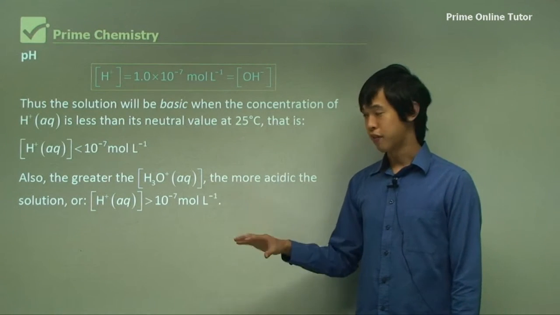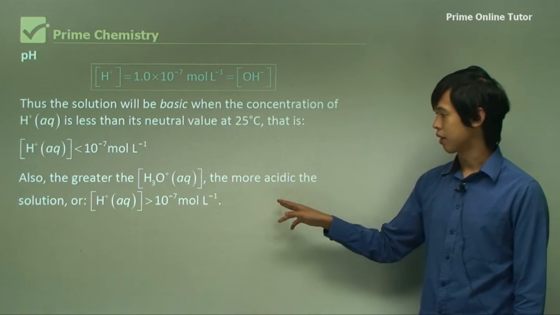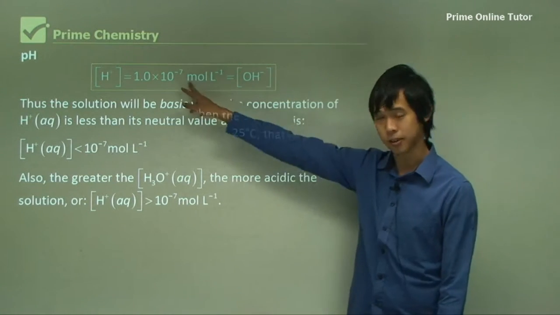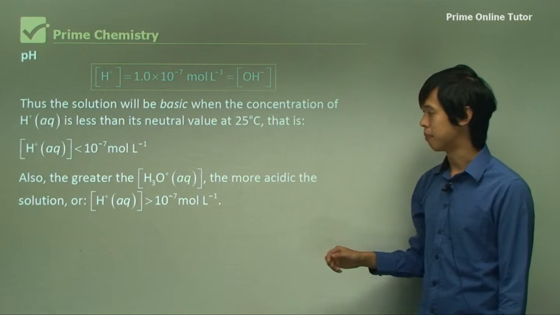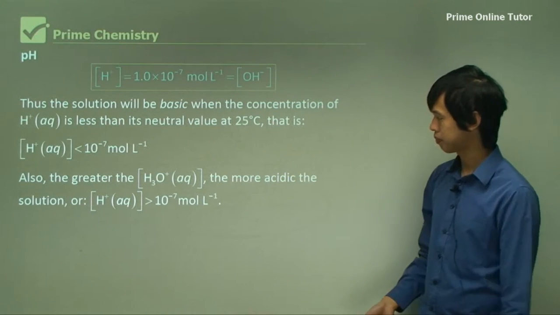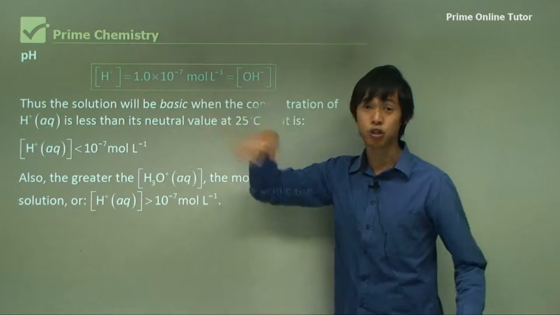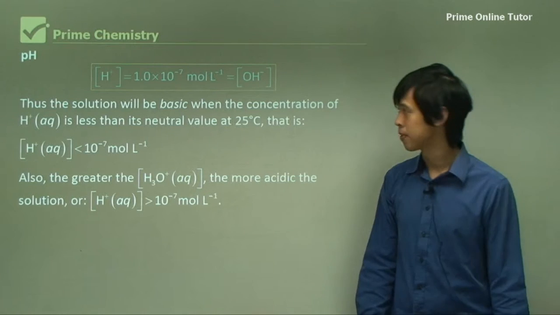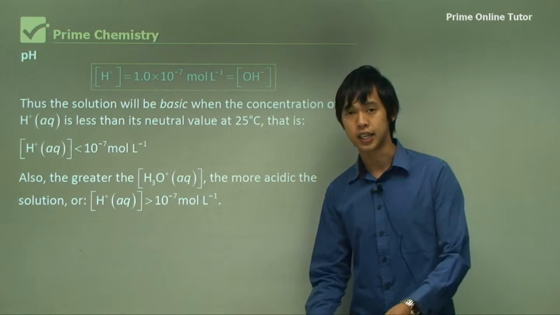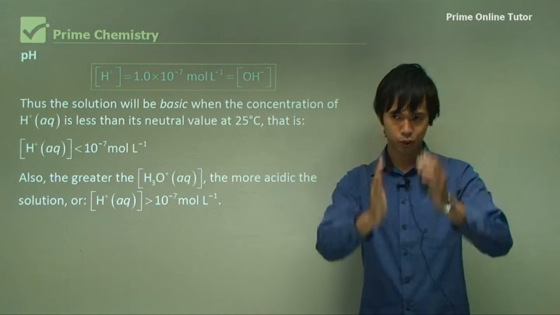but if the H plus or H3O plus is greater than this number, then the solution will be more acidic. Okay? So basically, if H plus was, say, 2 times 10 to the minus 7, then that would be acidic. Okay? So 1 times 10 to the minus 7 is neutral.